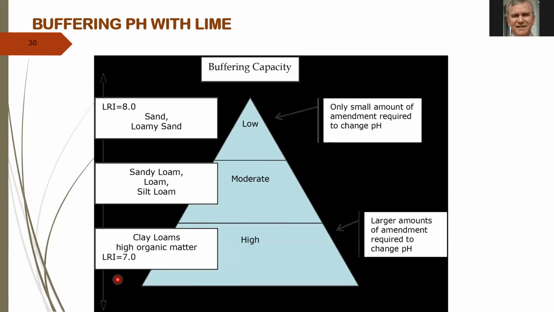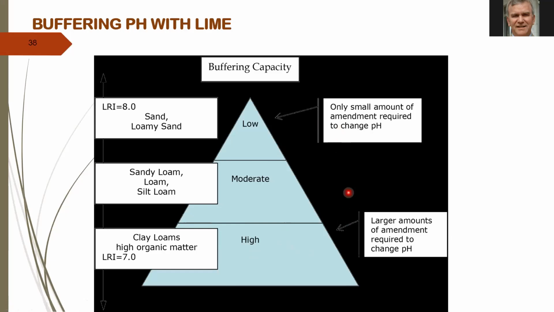Buffering pH with lime. Okay, so in this triangle we have three levels of soil: low, moderate, high. In the case of a sandy soil, which is at the upper part of the triangle, versus the middle part, which is a loam soil, versus the lower part, which is a clay soil with higher organic matter. On the right, you can see at the upper part of the triangle, it only takes a small amount of lime as an amendment to the soil in order to change the pH.